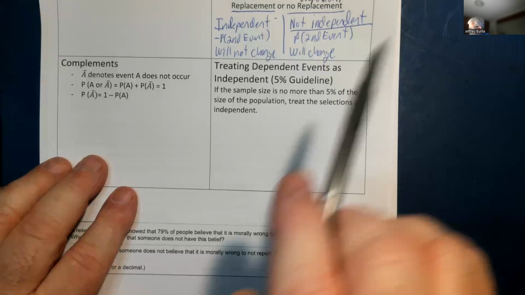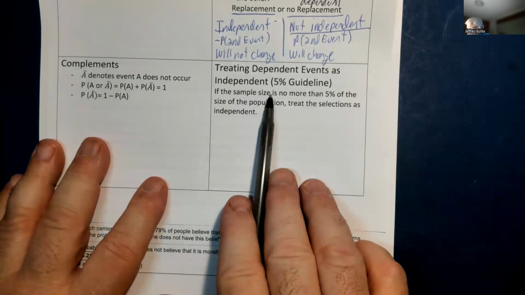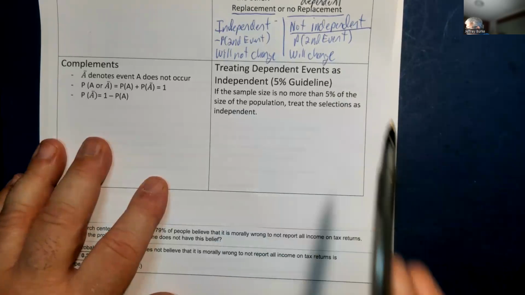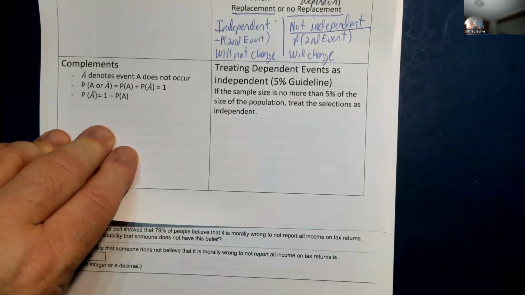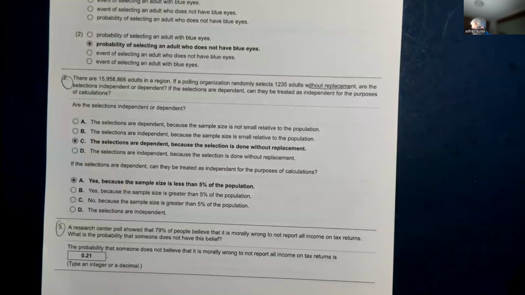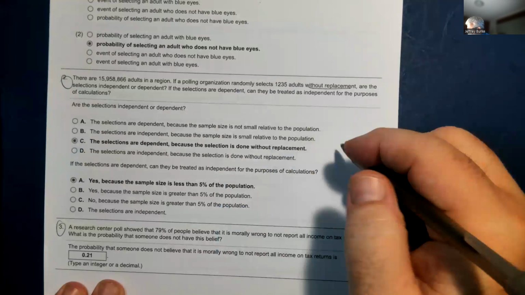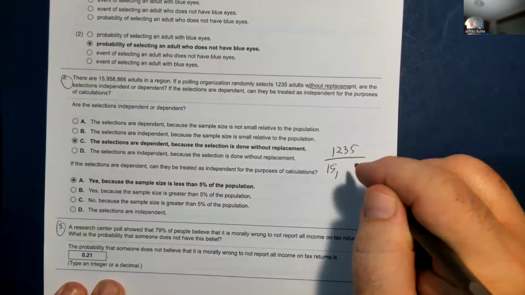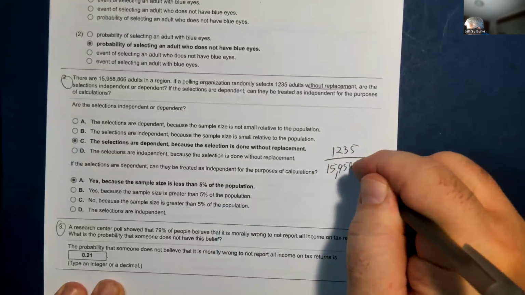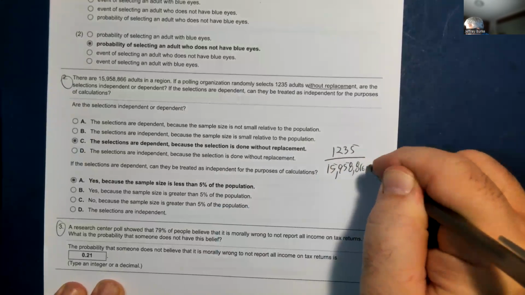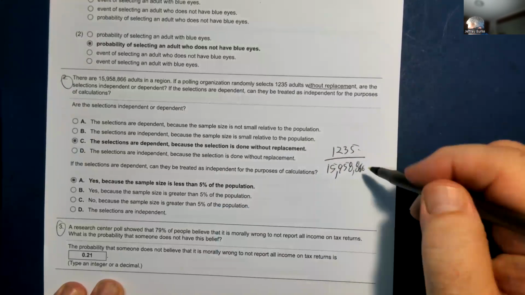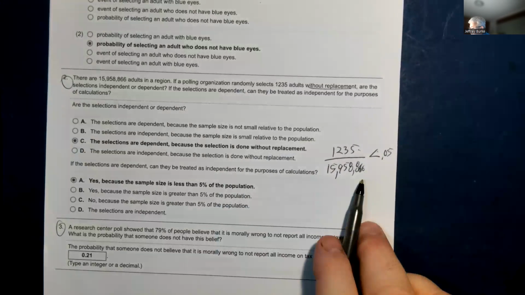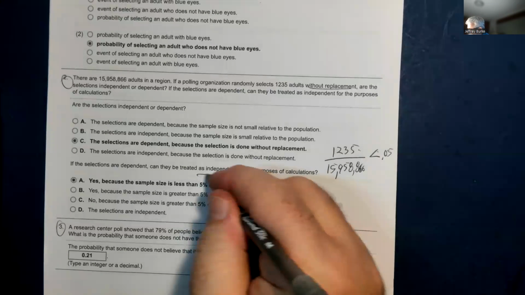And here is this 5% guideline. If the sample size is no more than 5% of the size of the population, you can treat the dependent selections as independent. So if we were to take 1,235 and divide it by 15 million, and you can do this, I'm not going to because it's such a ridiculously large number. But as long as this is less than 0.05, what we're saying is we can go ahead and treat them as independent.